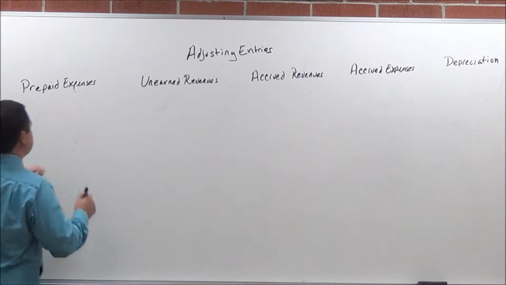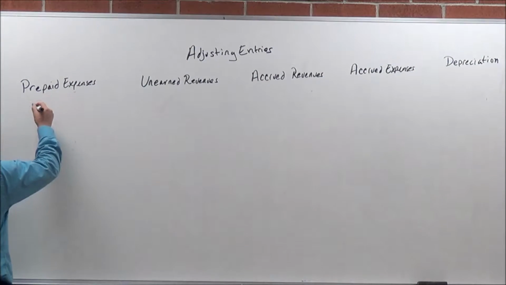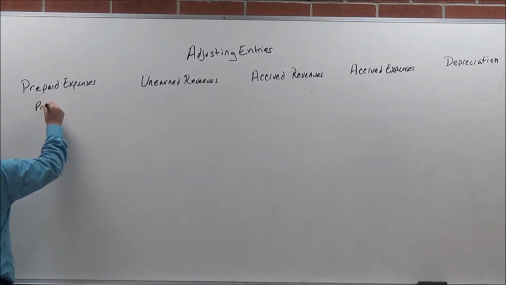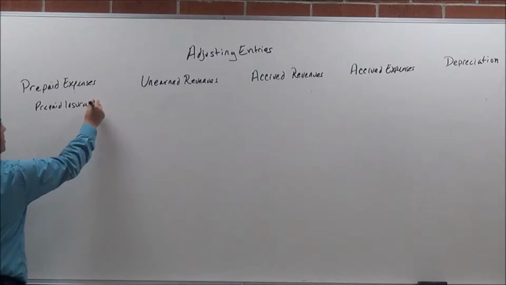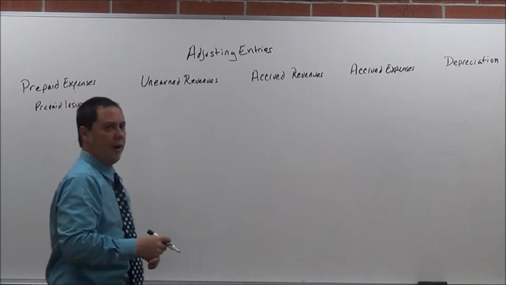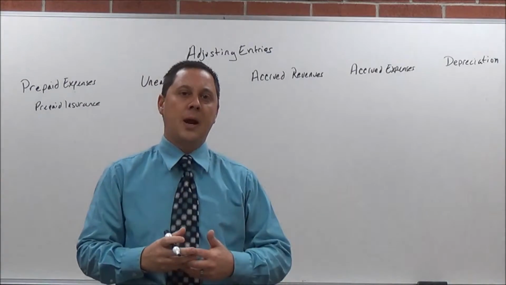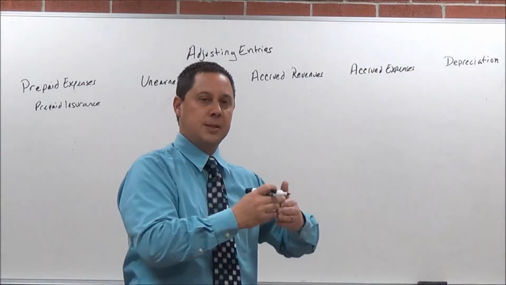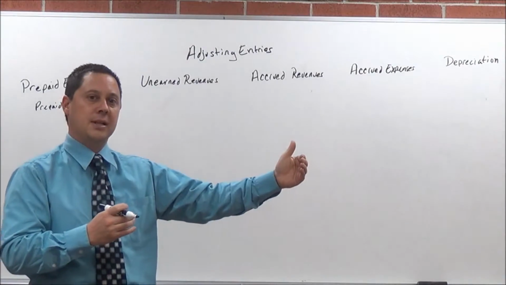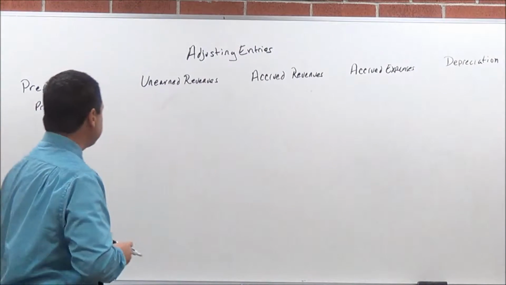So prepaid expenses, it may be prepaid insurance. Prepaid insurance is one that you may have as a part of this, because what happens here is that we prepay our insurance. Many of us may prepay our insurance for 6 months. So we use up some of that. 1 month has expired, so therefore we only have 5 months left of that prepaid.